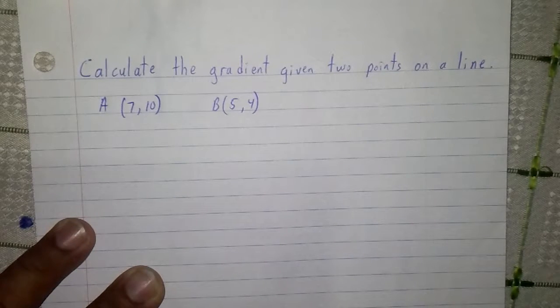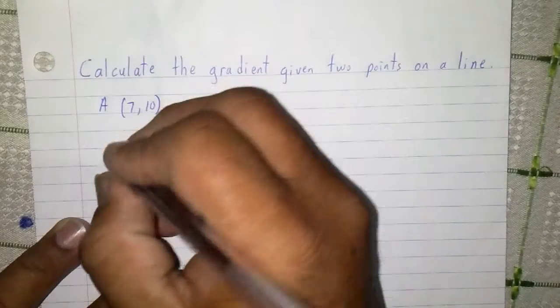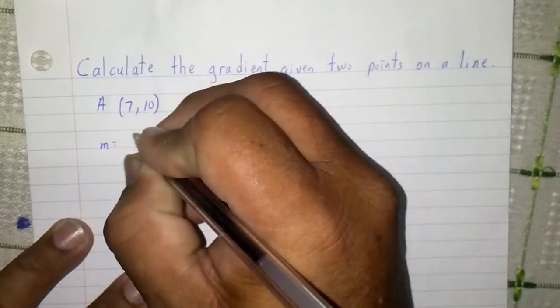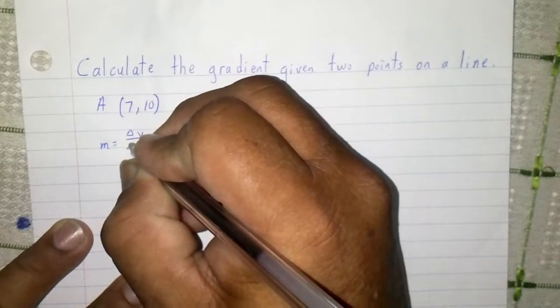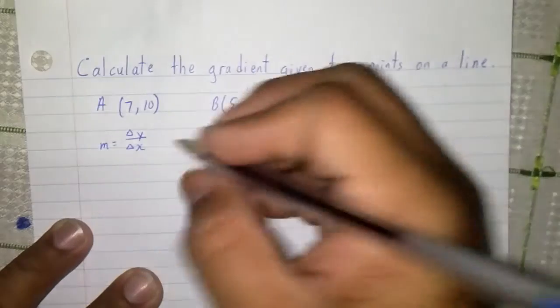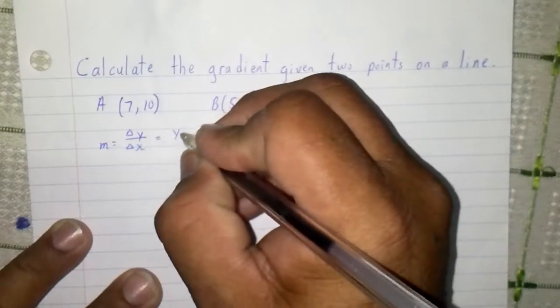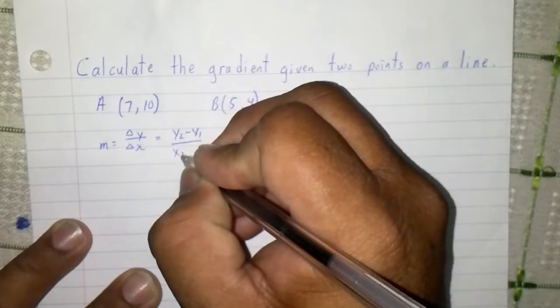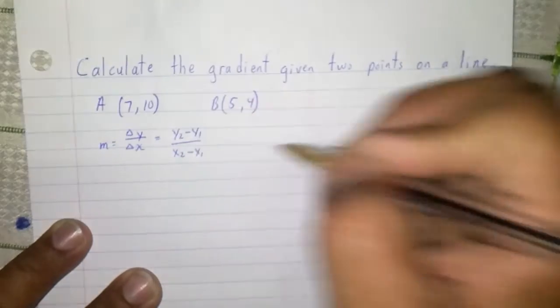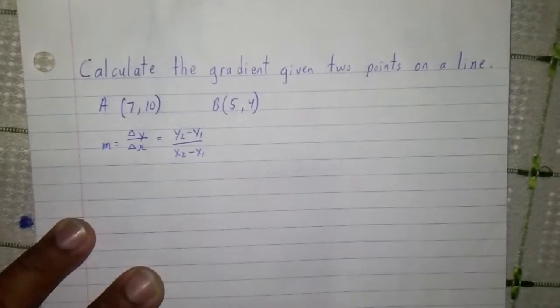Gradient is simply a change in y over a change in x, given by the equation m equals change in y over change in x, which equals y2 minus y1 over x2 minus x1. We'll be learning algebraically here how to calculate for the gradient.